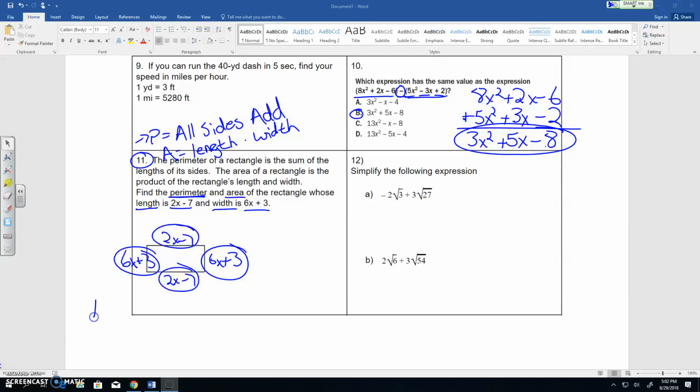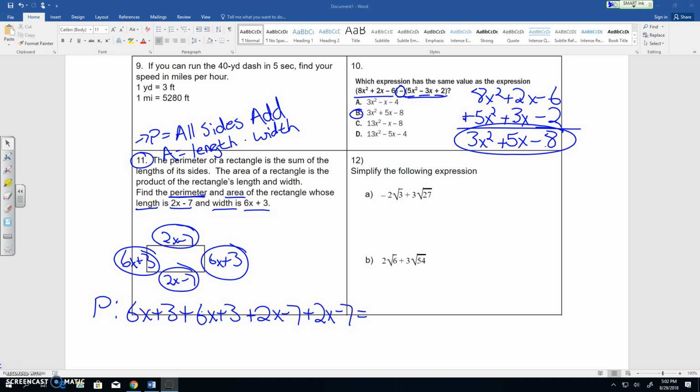So to find the perimeter, we're going to say 6x plus 3 plus, well, we got another 6x plus 3 plus 2x minus 7. And we've got two of those. So that would be plus another 2x minus 7.